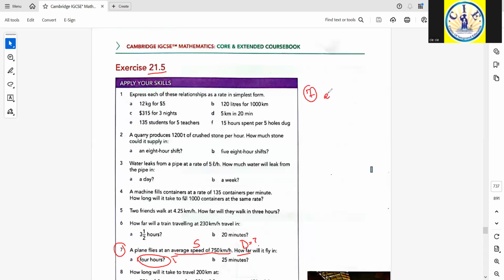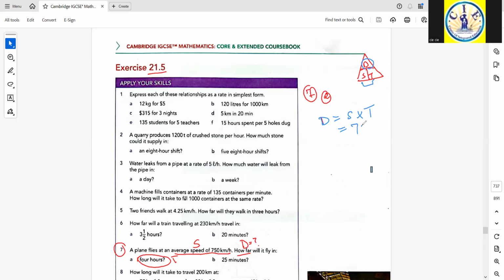So, solving part A and using the DST triangle, D, S, and T. We need to figure out distance. So we just need to multiply speed and time. So distance equals S times T.